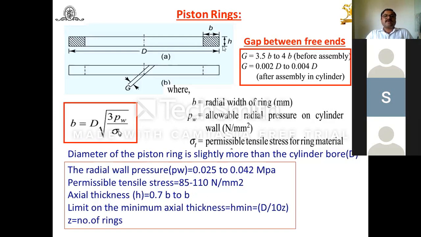And for the axial thickness, from this expression you get B, and from that B we can find the axial thickness H. H is equal to 0.7 B to B, so you can take the value of H. The limit of minimum axial thickness is capital D by 10 Z, where Z means the number of rings. This is another equation. If you don't know the values, you can refer to the standard values, find B, and from B you get the axial thickness. Even so, the minimum axial thickness you can decide by using the expression capital D upon 10 Z. This is about the piston ring: how to find P, then D, H, and how to decide this gap.